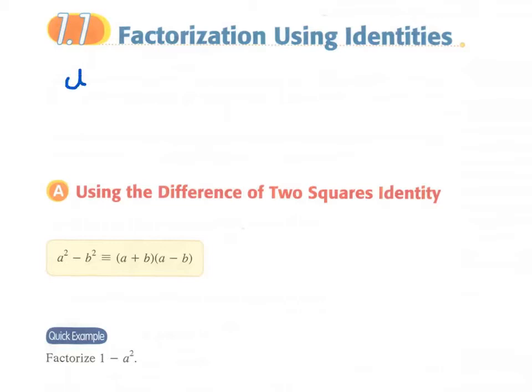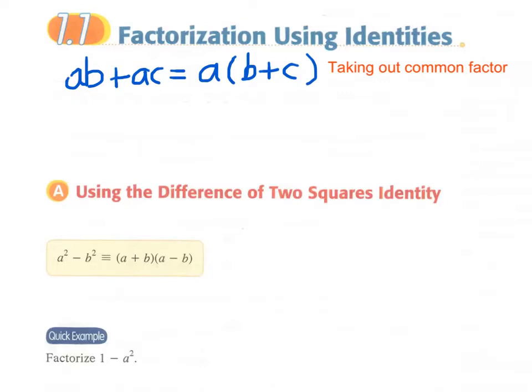Let's say we have an expression like this one, a times b plus a times c. We have a common factor of a here. And then we can just take it out and then write it as a times b plus c. And we call this method taking out the common factor.